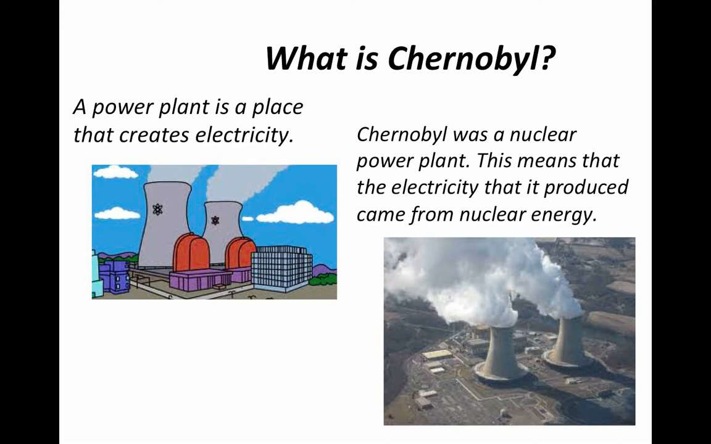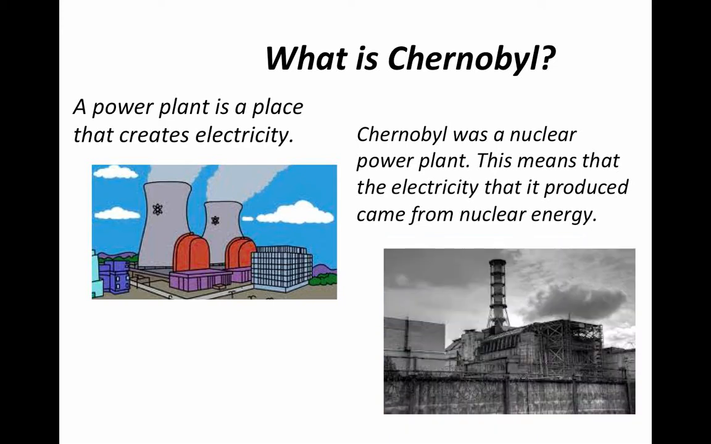Here you can see a picture of what nuclear power plants look like today. But back in the 1980s, Chernobyl looked like this. So these power plants produce electricity by controlling nuclear energy. As you know, nuclear energy can be great since it's cheap and clean. But as you also know, nuclear energy can sometimes be dangerous. In this lecture, we're going to see one example of how it was very dangerous.